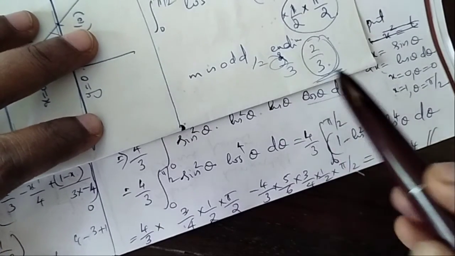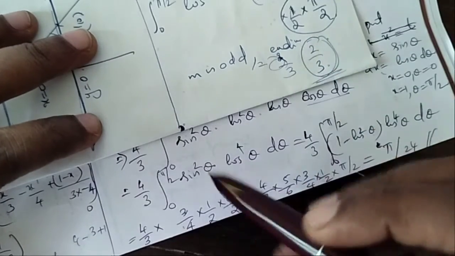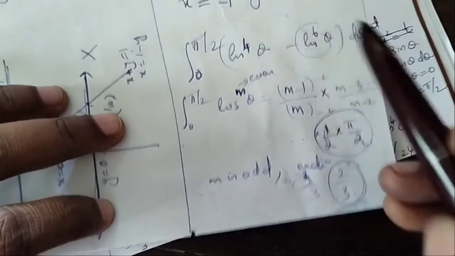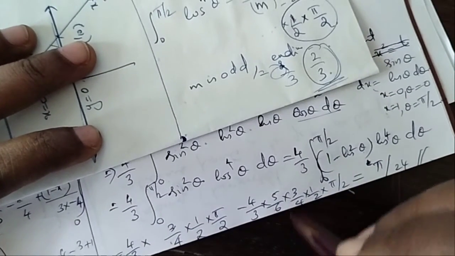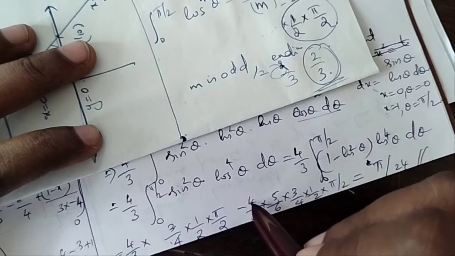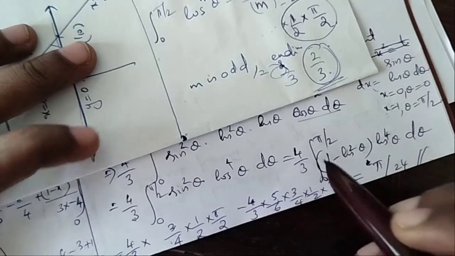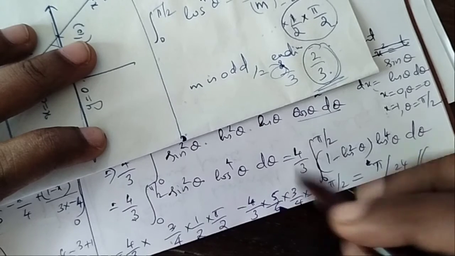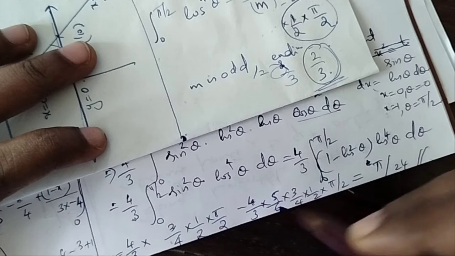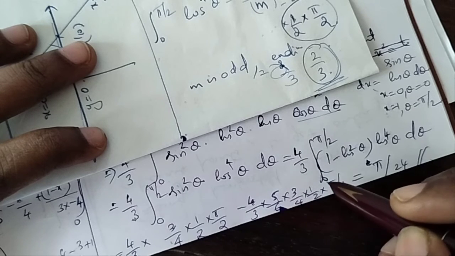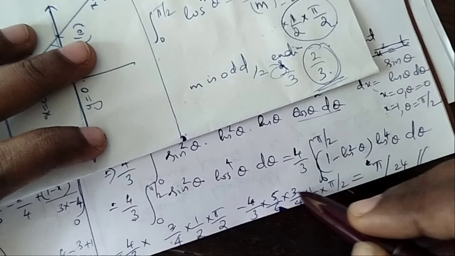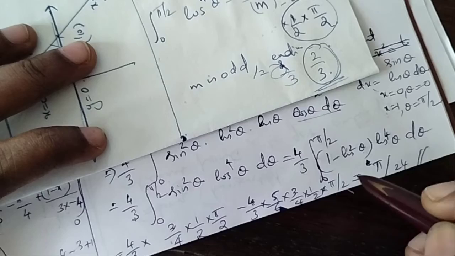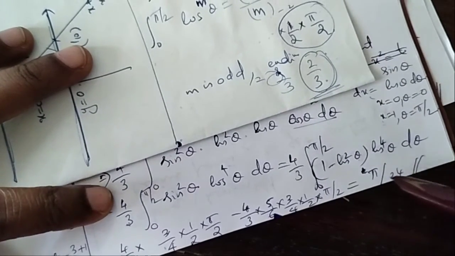So it is clear that if m is even, the last term is 1 by 2 into pi by 2. And the next term is cos raised to 6 theta, so m is 6. 6 minus 1, 5 by 6. This 4 by 3 is the common term, so here also 4 by 3. Then 5 by 6 into, again subtracting 2 from numerator and denominator, 5 minus 2 is 3, 6 minus 2 is 4, so 3 by 4. Again subtract 2: 3 minus 2 is 1, 4 minus 2 is 2. So 1 by 2, and if you get 1 by 2, put pi by 2 also. Simplifying, you get pi by 24.